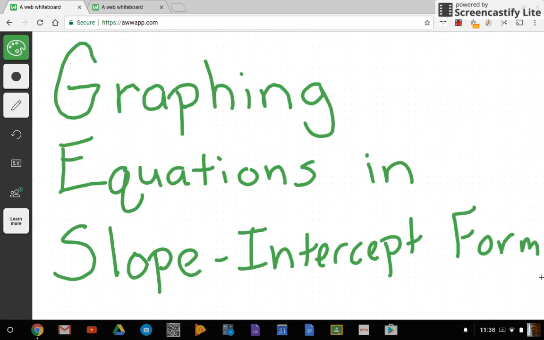All right, it's time to graph equations in slope-intercept form. You will, of course, need your INB. I believe we're looking on page 71, and these are the problems that I gave you. This is the problem that we started working in class.